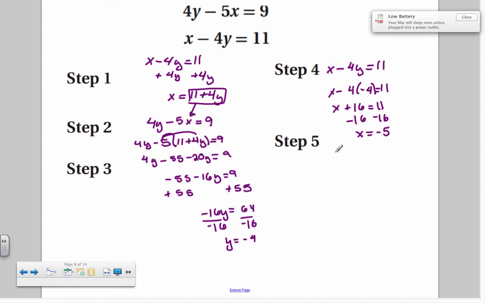And then step 5 says simply write it as an ordered pair. x, which is negative 5, comma, y, which is negative 4. You can always check your answer by plugging these back in. They should work for both equations. 4 times negative 4 is negative 16, minus 5 times negative 5, which is negative 25. Negative 16 minus negative 25, which becomes plus 25, is equal to 9. So it should work for both equations.